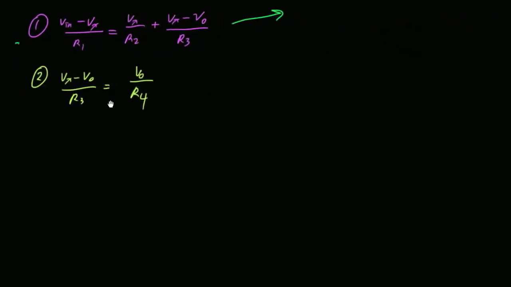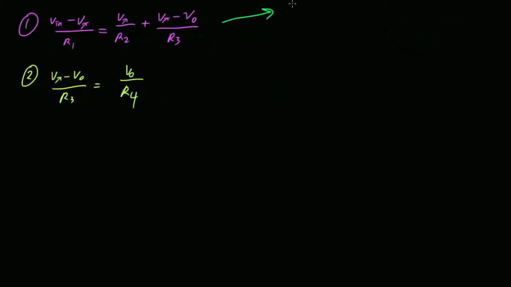Okay, so let me start by cleaning up the top equation. I'm going to multiply through by R1, by R2, so basically I'm going to get rid of my denominators, and then I'm going to multiply through by R3. Then I'm going to get all the unknowns on one side and all the givens on the other side.